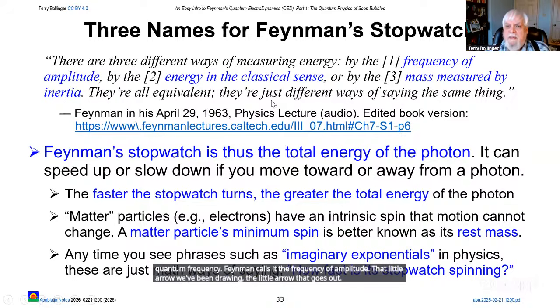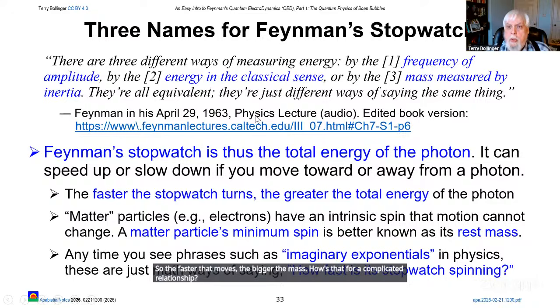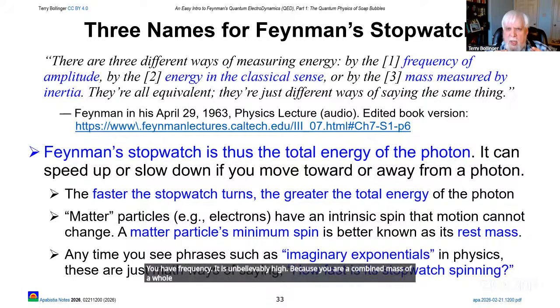So the faster that moves, the bigger the mass. How's that for a complicated relationship? So you sitting where you are, you have an amplitude. You have a frequency. It is unbelievably high because you are a combined mass of a whole bunch of things, and there's a frequency associated with that combined mass that is independent of the individual frequencies. And it's hard to measure, very hard to measure for large objects, but not impossible.